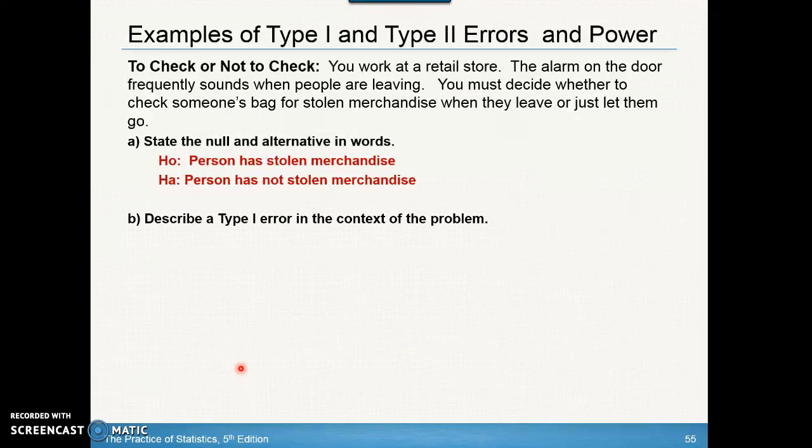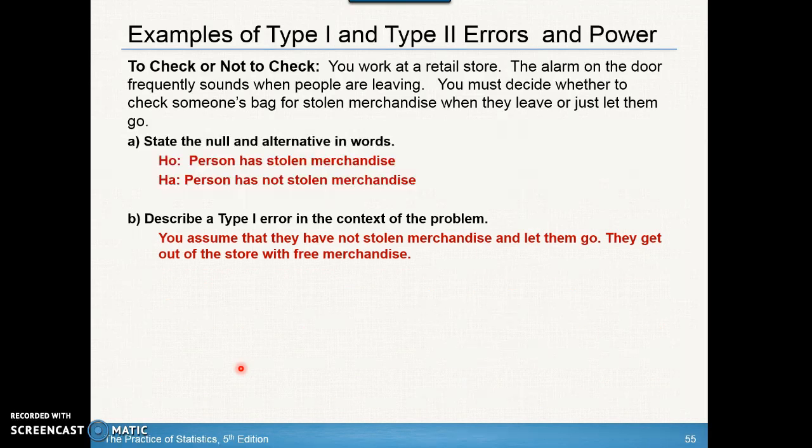All right, what is the type 1 error in context of the situation? So remember, we're going to actually put it in context. Don't just say the null is true but we reject it. Okay, so remember, type 1 error is getting rid of the null, but it is in fact true. So in context of the problem, we've gotten rid of the null. We're assuming that they have not stolen merchandise and we let them go, and they get out of the store with their free merchandise.